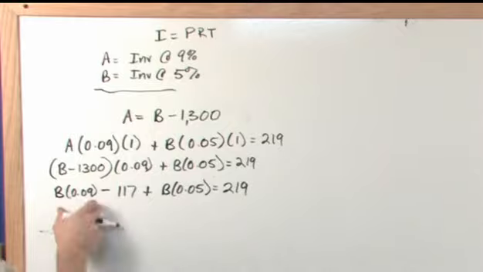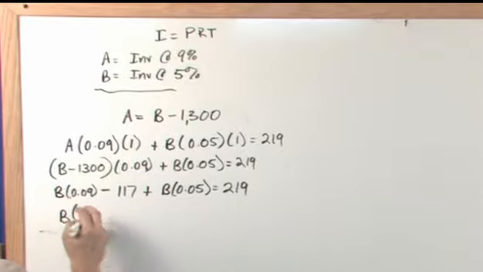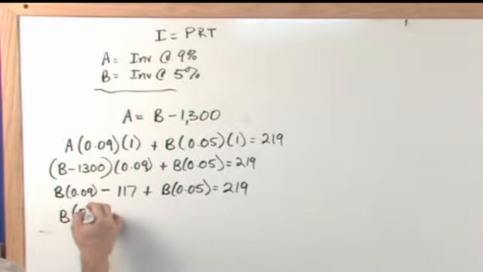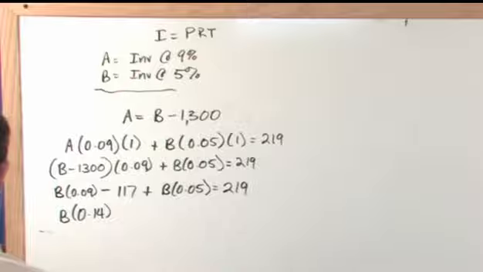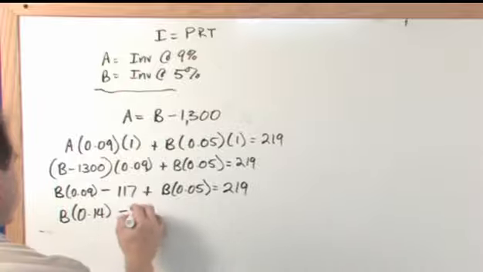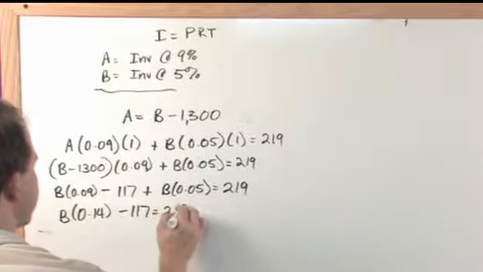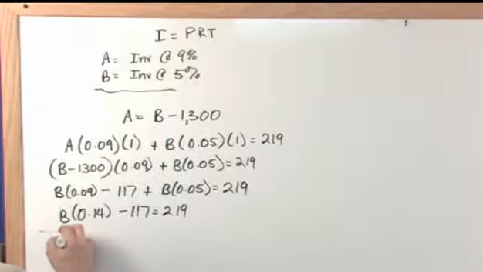Okay, so the next thing I can do is collect terms here and add the B's together. So B times 0.14, since 0.09 plus 0.05 is 0.14, minus 117 is equal to 219. And now I'm going to move this 117 over.